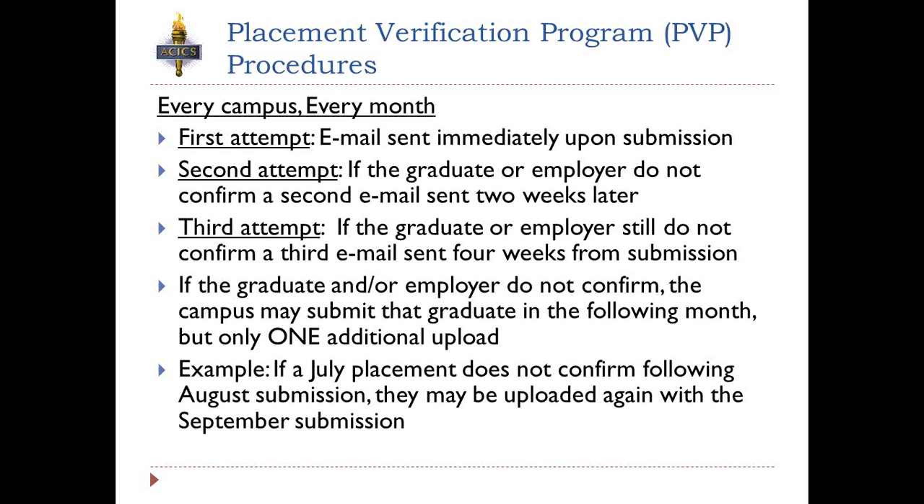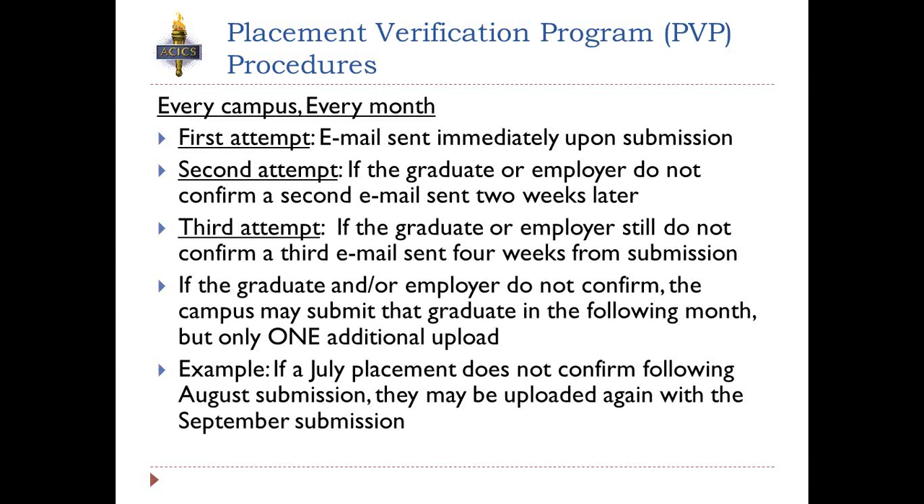So this is, again, if the graduate or employer do not confirm, then we'll send an email 2 weeks later out both to the graduate and employer. And finally, a third attempt would be sent. This time it would be 4 weeks from submission if, again, the graduate or employer do not confirm. So there will be 3 attempts for all placements for the graduate and employer.